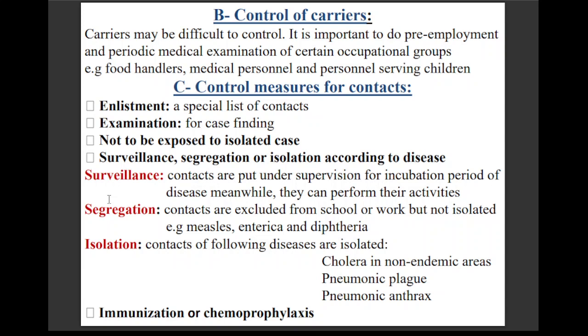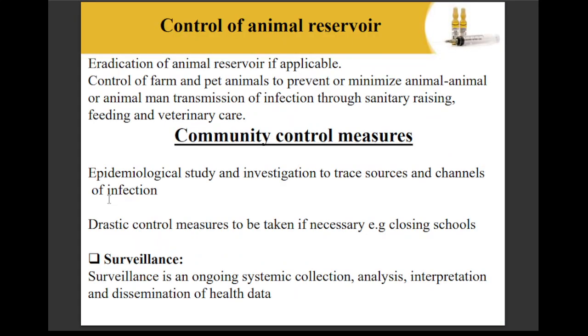Then isolation: contacts of the following diseases are isolated, that is cholera in non-endemic areas, pneumonic plague, pneumonic anthrax and other such cases. Even for COVID-19 there are isolations. Immunization and chemoprophylaxis are given. Now, control of animal reservoir: in that case, eradication of the animal reservoir if applicable.